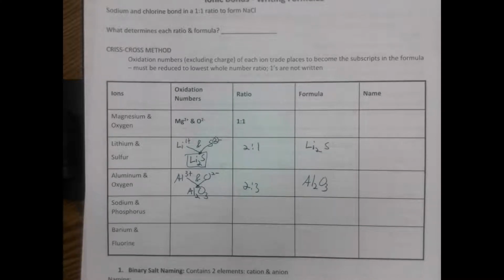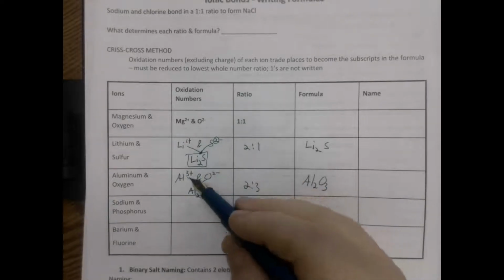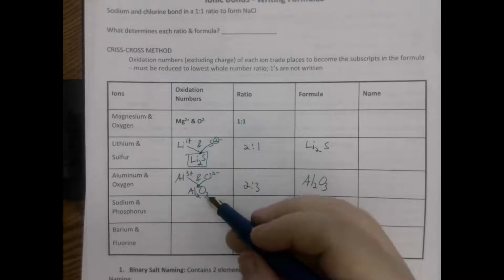I like doing a combination of the ratio method and the crisscross method. If I see it's 1 to 1, I know that I'm going to just put the two things with no numbers next to it. If I see 2 and 3, I'm going to crisscross. Or if I see 2 and 1, I'm going to crisscross. But if they're the same number, the same charge but opposite sign, then I know it's 1 to 1.